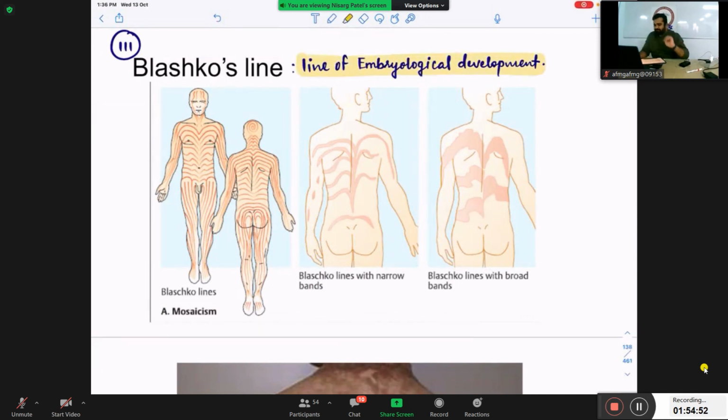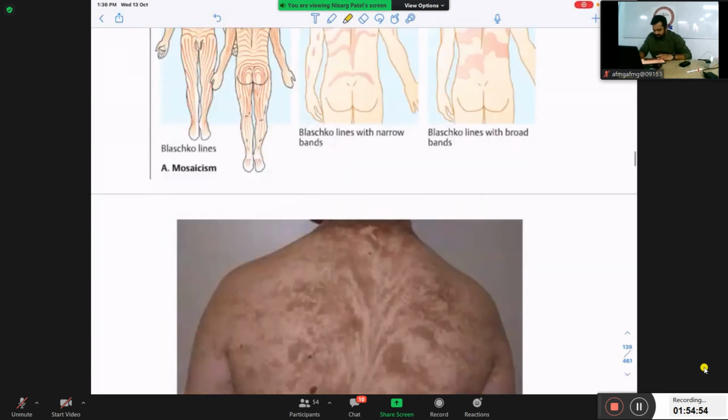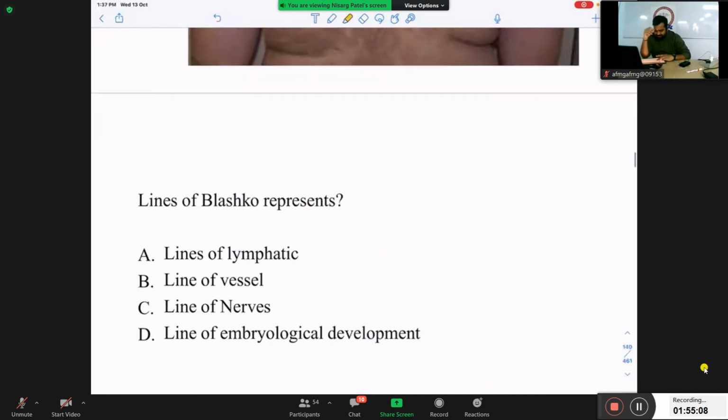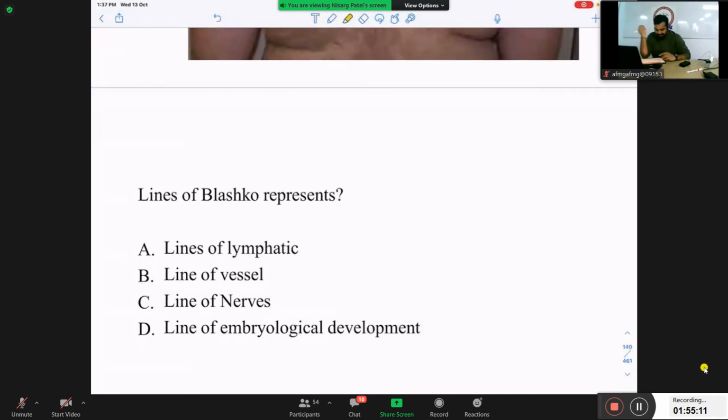But in some disease, I will show you the photo of this disease. It is incontinentia pigmenti. In this disease, what happened? There is a hyperpigmentation on the line of Blaschko. Okay, so then only these lines are visible. Otherwise, these lines are not visible. In your FMGE exam, this MCQ was asked that the line of Blaschko represents a line of embryological development.